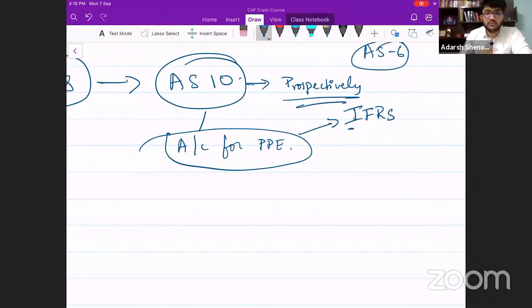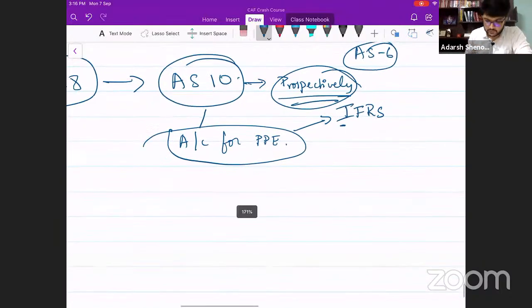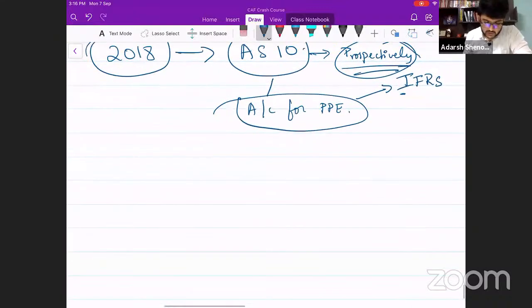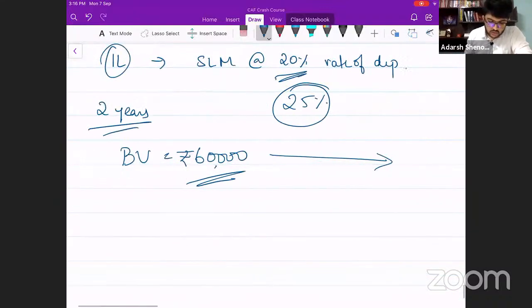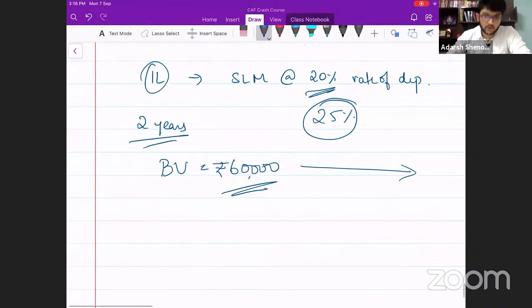But for this attempt, don't expect a question on retrospective. The question will be on prospective only. The retrospective effect is completely gone. Just concentrate on prospective itself. In PPE, it is prospective effect itself. Now, what is prospective effect, sir? I'll give you an example for this. I'll tell you how retrospective works and how prospective works. Both of it I'll discuss.